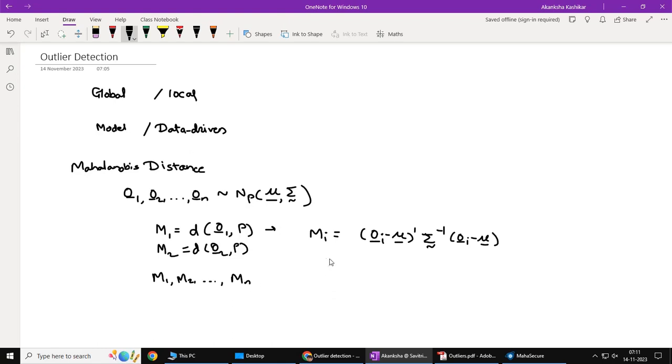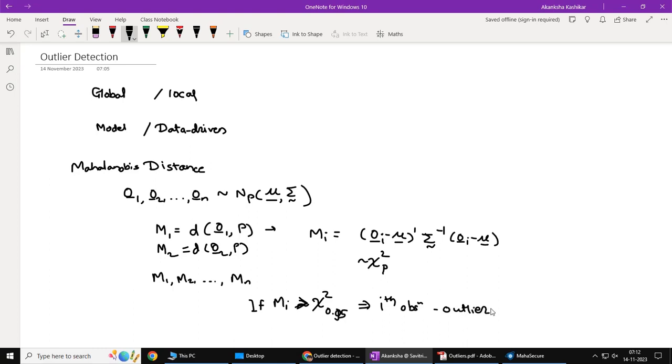What we also know is, in the case of Mahalanobis distance, that this has chi-square distribution with certain degrees of freedom, p degrees of freedom, if mu and sigma are known, otherwise we'll have to discount for that. So now I can compare these distances with the chi-square cutoff, and if Mi is greater than the corresponding chi-square cutoff of 95th percentile, then I will declare the ith observation as an outlier.